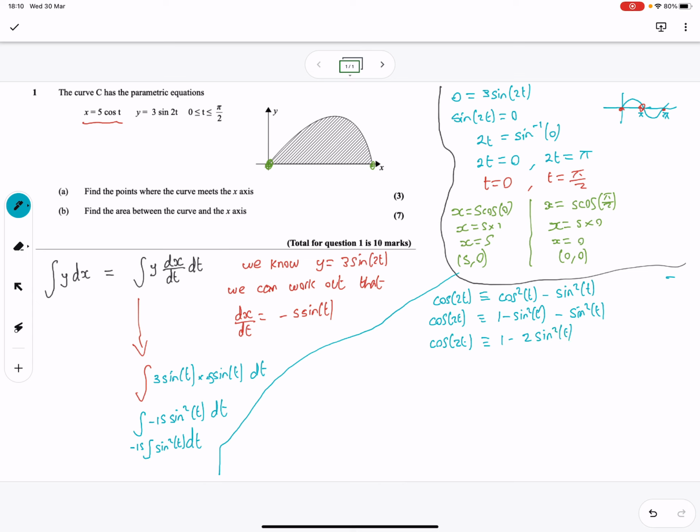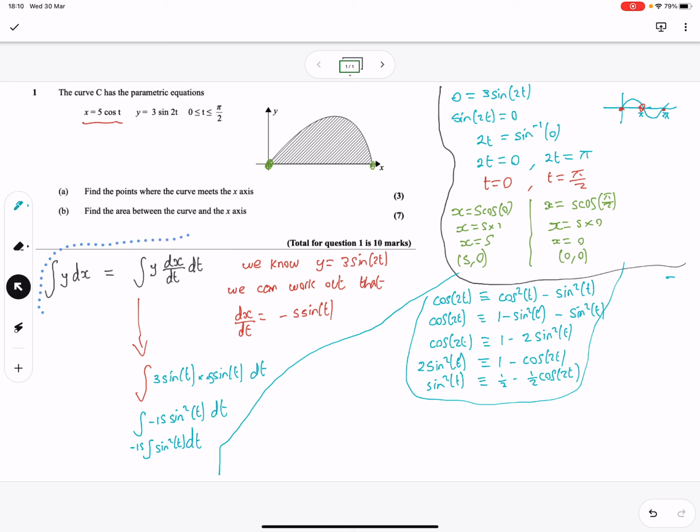And then to get sine squared on its own, if I add 2 sine squared t to both sides and subtract cos 2t, I get 2 sine squared t is identical to 1 minus cos 2t. Dividing both sides by 2, we get sine squared t is identical to 1/2 minus 1/2 cos 2t. Make sense? Okay, I'm just gonna see if I can shrink this.